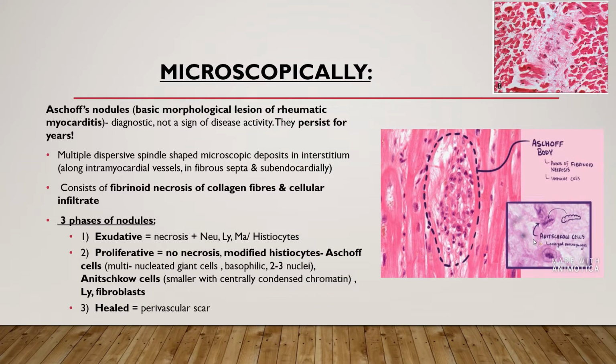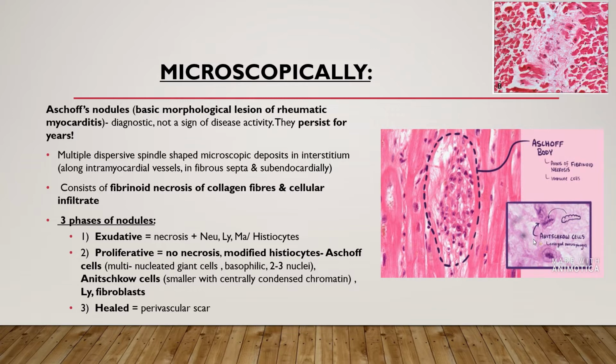Now, in terms of microscopic diagnosis, the basic morphological lesion for rheumatic myocarditis is Aschoff's nodules, as you can see in this picture on the right. It is not a sign of disease activity, it's diagnostic. You will see an area of light fibrinoid necrosis, filled with collagen fibers as well as cellular infiltrate, and they're basically spindle-shaped deposits within the interstitium.